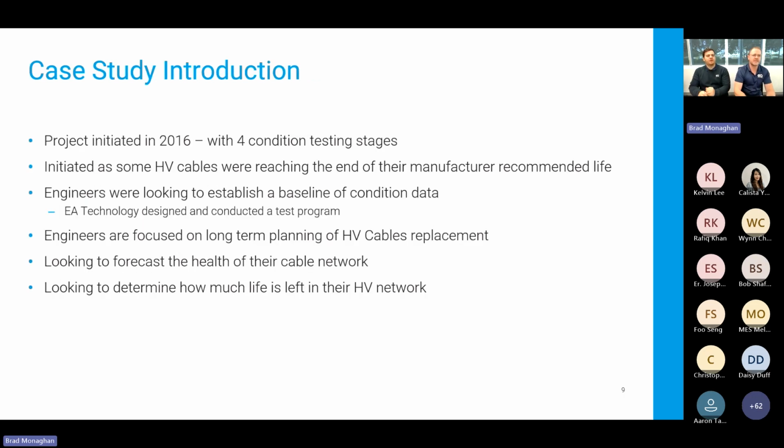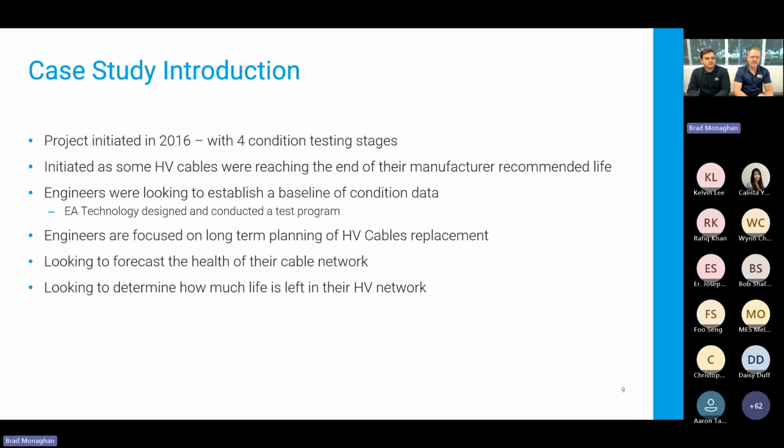That's all right. So this project was initiated back in 2016, and we've since done 4 condition testing stages. So we've gone back every couple of years and tested a whole bunch of cables to get all that condition data to put into the CBRM process. Initiated as some HV cables were reaching the end of their manufacturer's recommended life, so their book life.